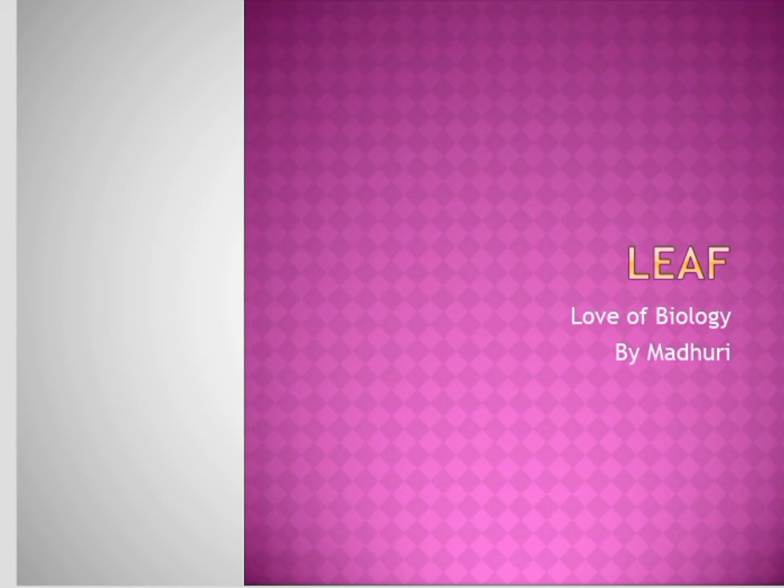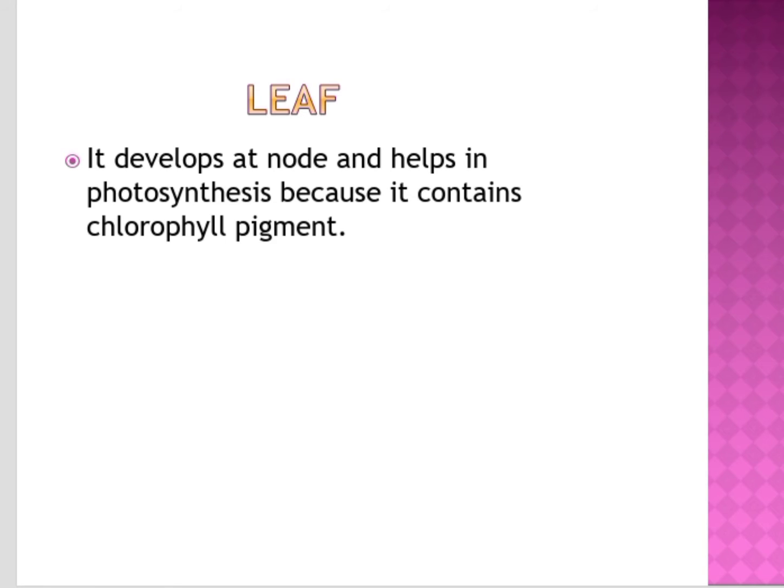So today we are going to learn about the leaf morphology of the angiosperms. First of all, what is a leaf? We know it develops at the node and helps in photosynthesis because it contains the chlorophyll pigment. And leaves are of two types, simple and compound.